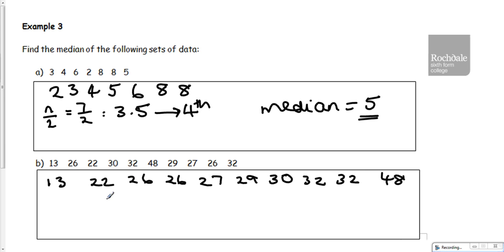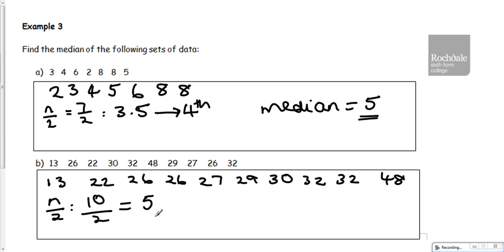Now, if you count them up, there are 10 values here. So n over 2 is 10 over 2, which is 5. Now, that doesn't mean that the median is 5, obviously, because if you look at that data, there aren't any 5s. The middle number is obviously not 5. It means fifth. However, look at the rule on page 4.